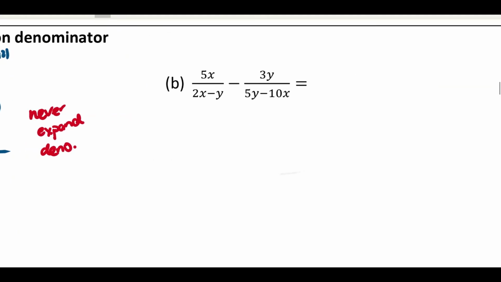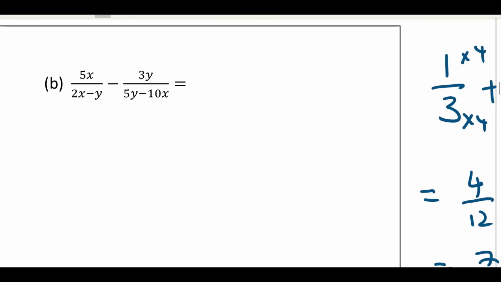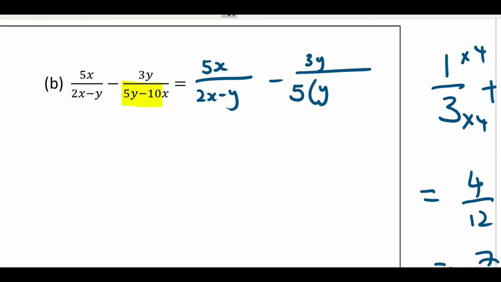But if you go to this denominator, again, whenever you see an algebraic term that has two terms or more, see whether they can factorize or not. Can factorize? You can. 5x over 2x minus y minus 3y over, take out 5, y minus 2x. Now, they are related. 2x minus y and y minus 2x, they are related. See Sec 1 from this factorization by grouping.